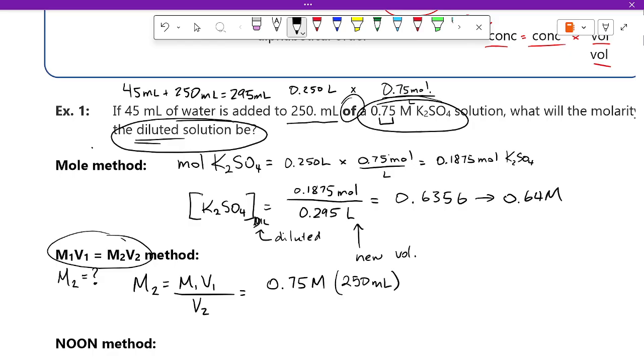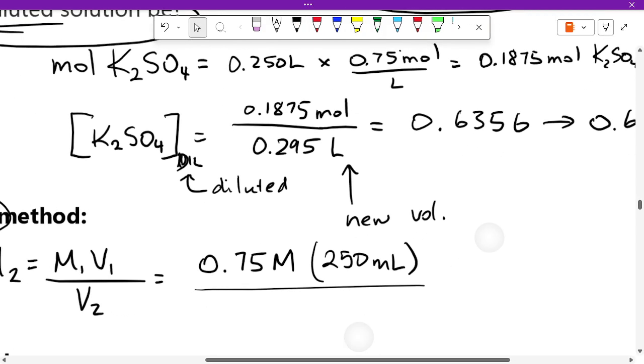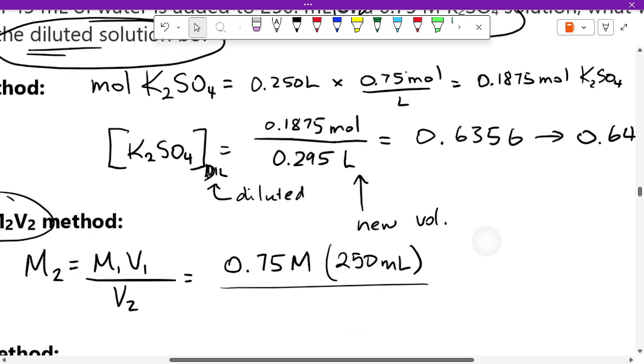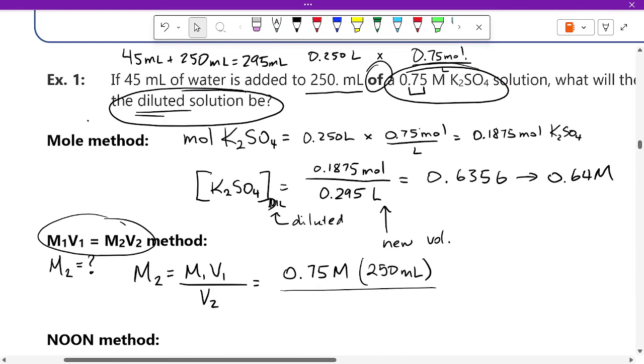Uh-oh. What did I not do? I did not convert my milliliters to liters, but let's see what our V2 is. What was our V2? 295 milliliters.